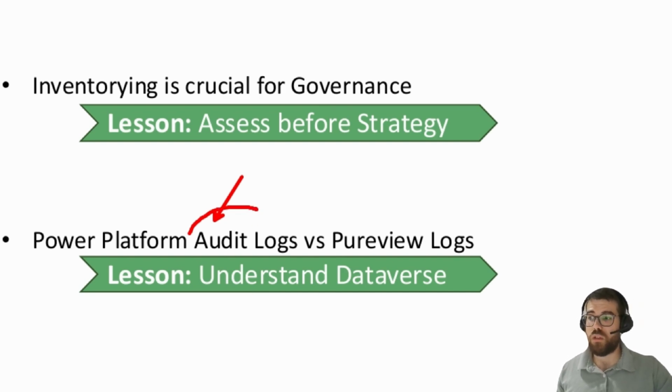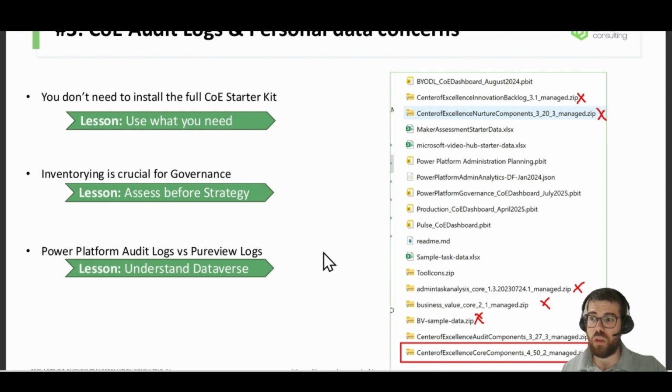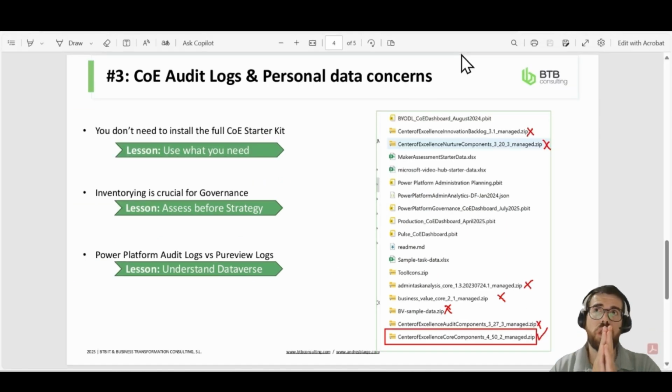About audit logs, we need to distinguish what is audit logs in terms of Power Platform and what we would put in the Microsoft Purview bucket, which is real logs about everything that's happening in the tenant. We don't need that information. What are audit logs in the Power Platform?